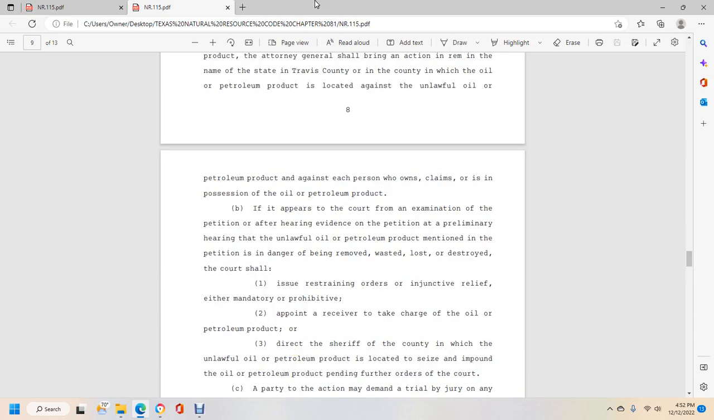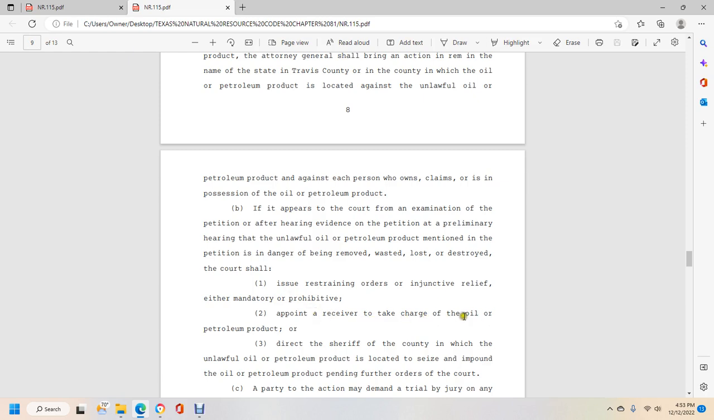It appeared for the court, with the examination of the petition, after hearing the evidence of the petition, with the preliminary hearing, with the unlawful oil and petroleum product, with the mention of the petition and its danger of being removed. The court shall issue a restraining order and injunction for relief, each mandatory or prohibitive.